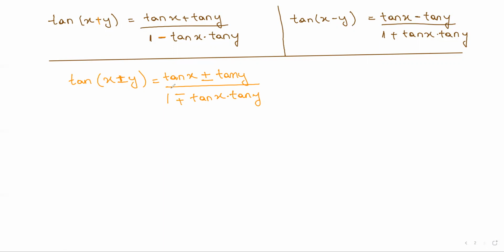For the first sign, you have a negative. For the second sign, you have a positive. So this is the combined way of writing both the formulas.